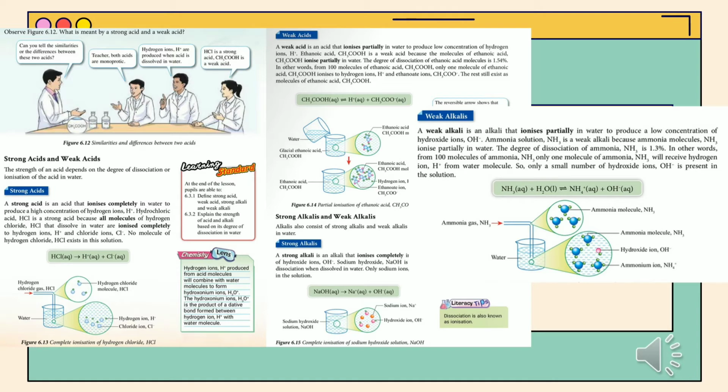A strong alkali is an alkali that ionizes completely in water to produce a high concentration of hydroxide ions, OH-, while a weak alkali is an alkali that ionizes partially in water to produce a low concentration of hydroxide ions, OH-. Furthermore, in this subtopic, students will study the strength of an acid and an alkali based on its degree of dissociation in water.